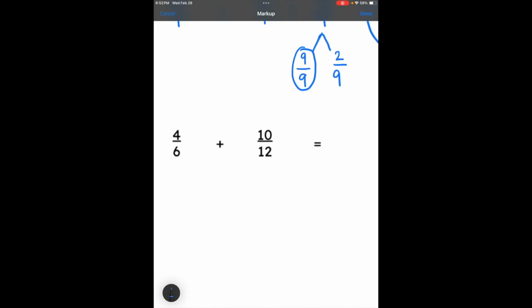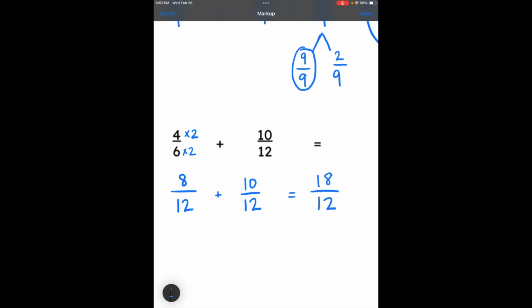This time we're adding, but again, we're running into that problem of I can't add these fractions with different denominators. I've got to change one of them to equal the other one. So I can multiply my 6 times 2, and whatever I do to the bottom, I've got to do to the top. So my new equivalent fraction is 8/12. I'm going to add on 10/12. Now they have common denominators, so I can do this problem.